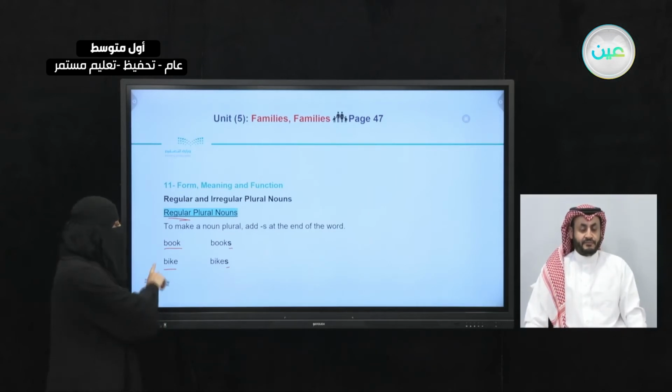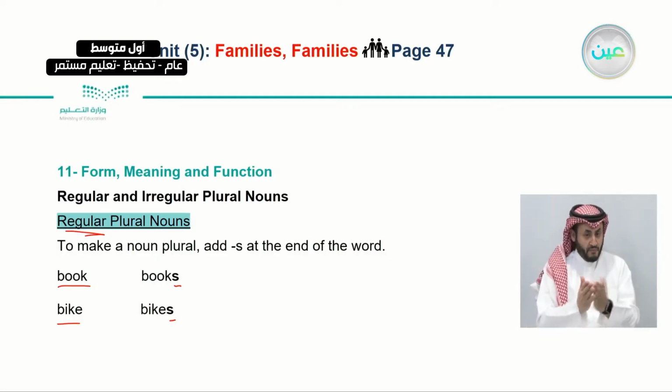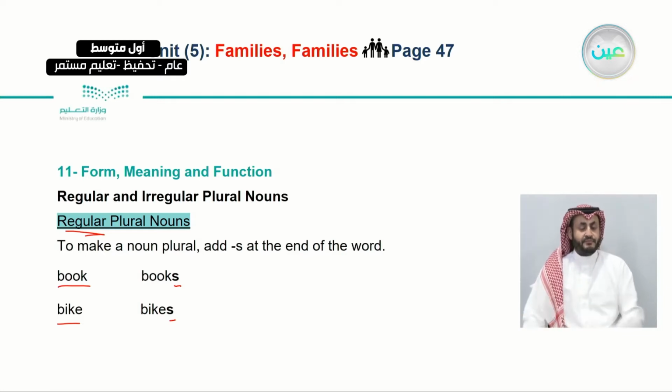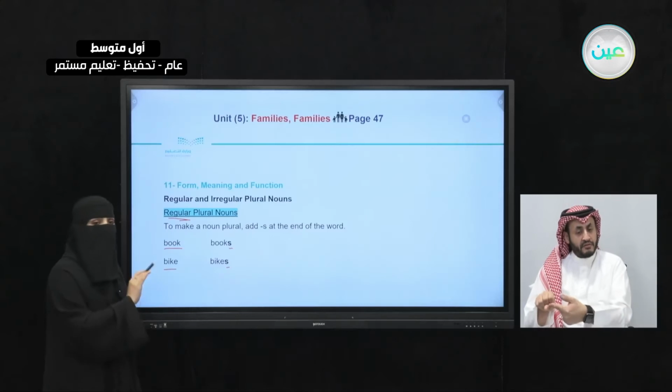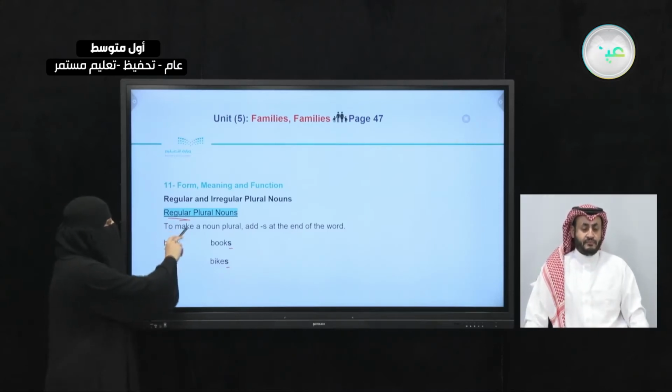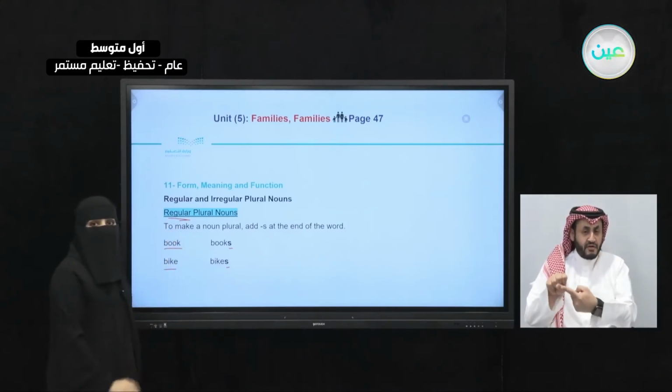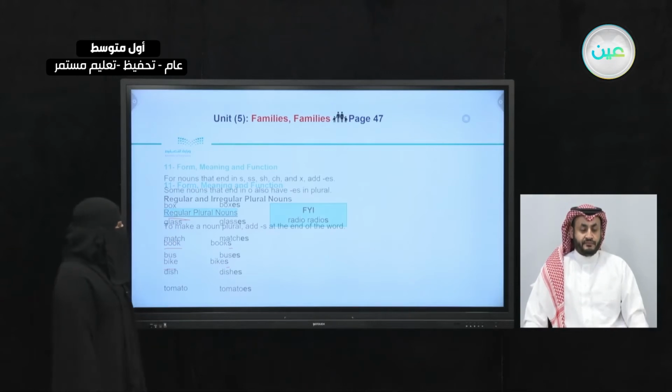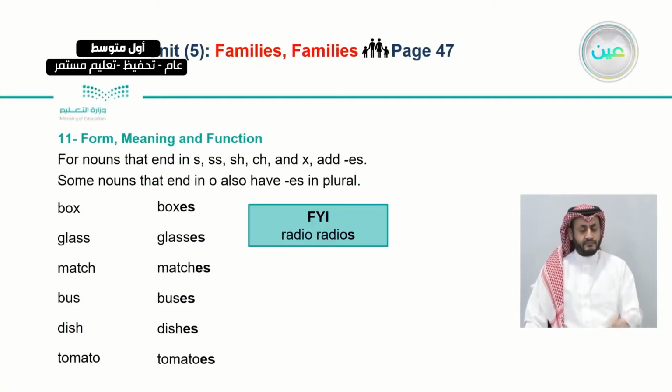So this is only 1 book, 2 books or more. 1 bike, 2 bikes or more. So as simple as that. In regular plural nouns, we add an s. And that's it. Let's look at more examples.